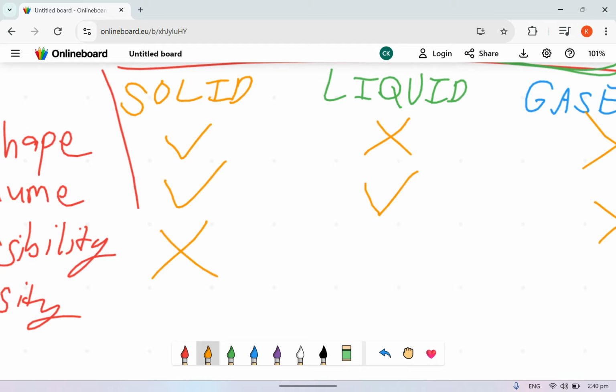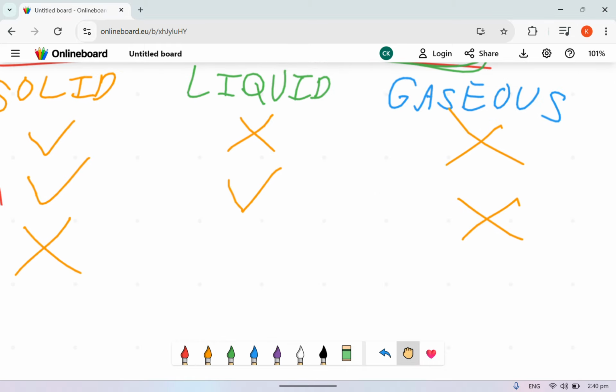Now, how about liquid? Liquid is the same thing. Fixed volume, so it cannot be compressed. But gas can, because it doesn't have a fixed volume. So we can actually compress it in a syringe. So it can be compressed indeed.